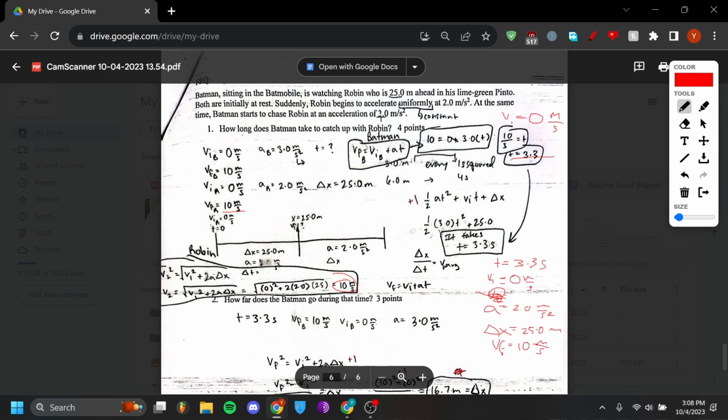And then how long does it take Batman to catch up with Robin at an acceleration of that? So for Batman, his acceleration is going to be 3.0 meters per second squared, and his initial velocity is going to be 0 meters per second. His delta x is going to be negative 25.0 meters. And then just doing the same thing, we get the square root of 0 plus 2 times acceleration, which is 3.0, times negative 25.